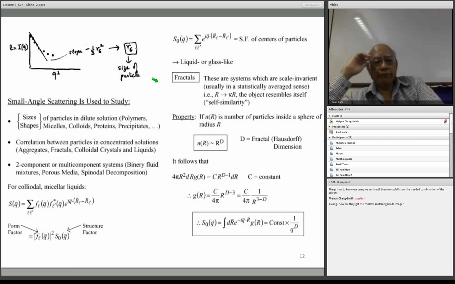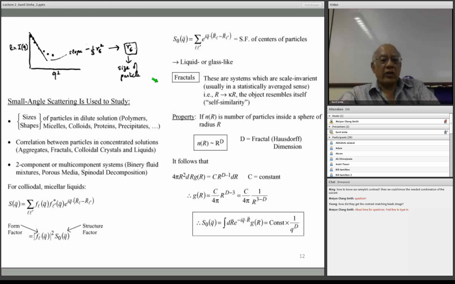Now, there's one special case that I want to talk about, which is probably not very familiar to you, and that is what happens if your particles or your object is a so-called fractal object. A fractal object is a sort of interesting thing. Mathematical fractals are defined as objects that can be scaled up or down, and they look exactly like the original object, right? So they're called self-similar.